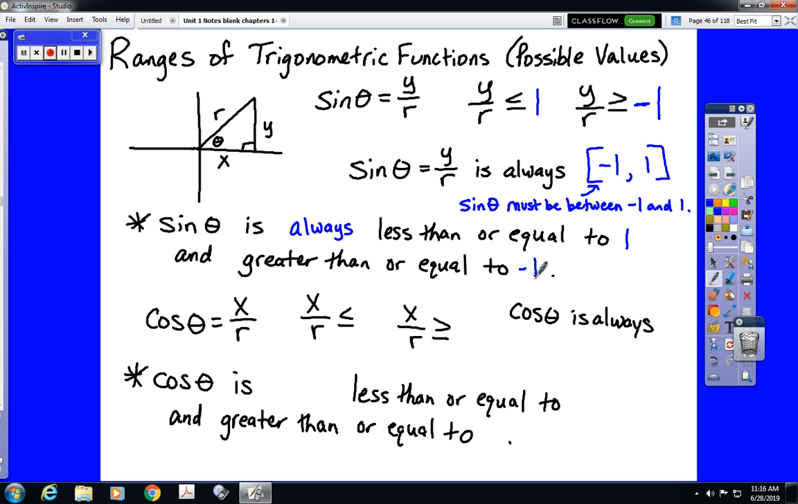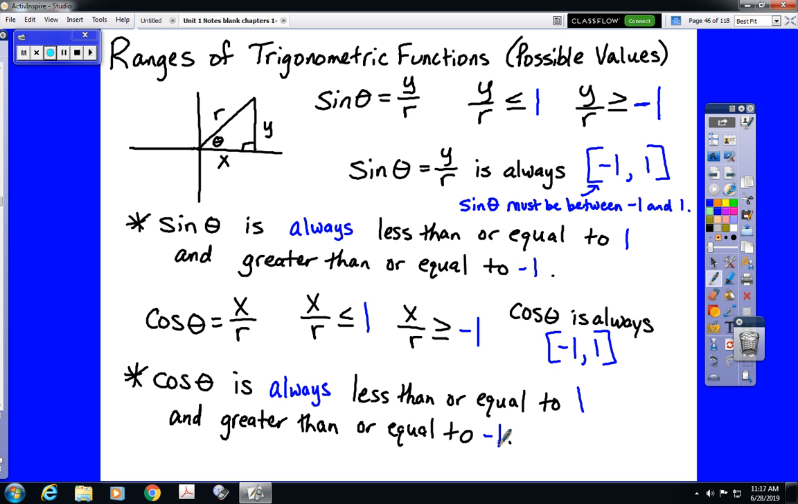Now cosine is the exact same argument. X is also a leg on that right triangle, which means that x is never going to be larger than r. It is possible for x to equal r, but it is not possible for x to be greater than r. So x over r would have the exact same constraints. The cosine of theta is always between negative 1 and 1 as well. So cosine is always less than or equal to 1 and greater than or equal to negative 1.